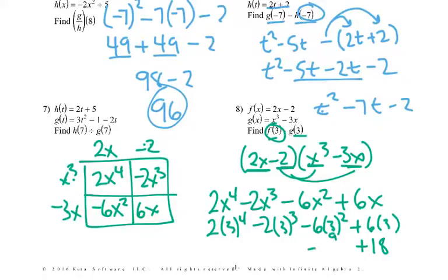9 times negative 6, negative 54. 3 cubed is 3 times 3 times 3, which is 27, times negative 2 is a negative 54 again. Okay, then 3 to the fourth would be 3 times 3 times 3 times 3. So 3 cubed was 27, so times 3 again, and we get 81, times that by 2, we get 162. So then I go 162 minus 54 plus 18 to get 72 for my answer. Okay?